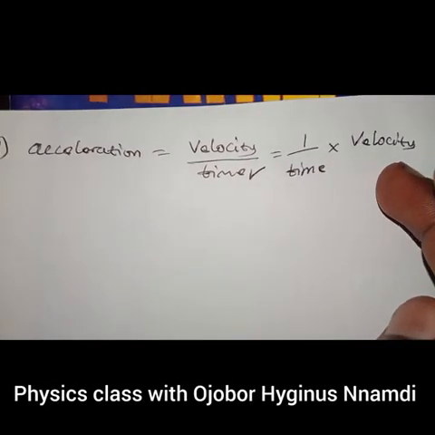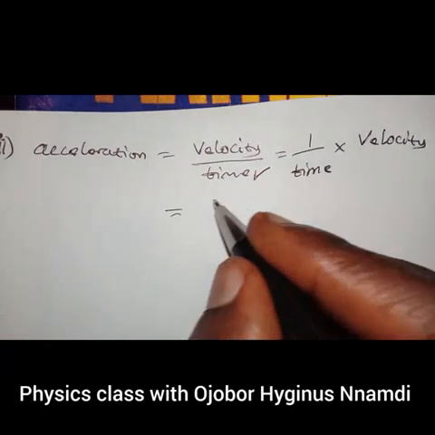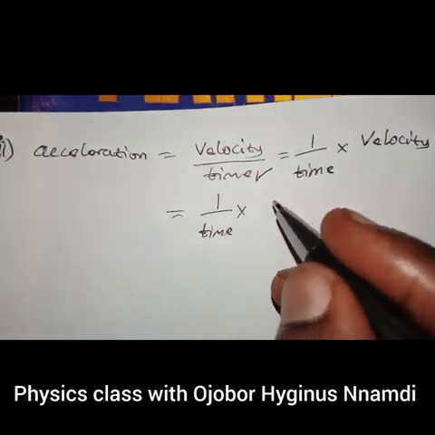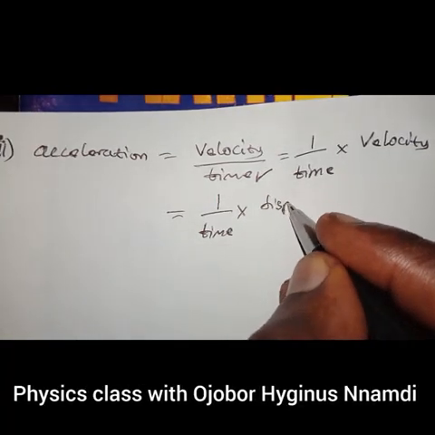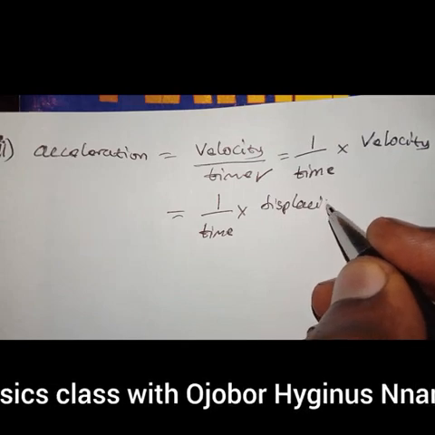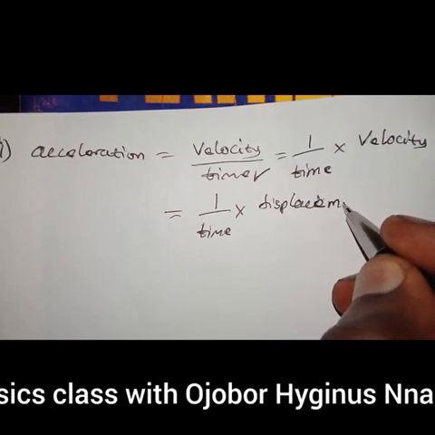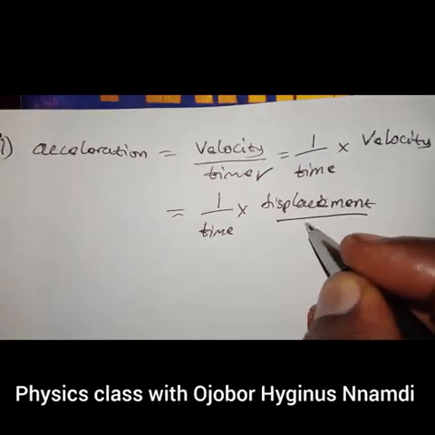I'll be able to break down velocity more. So this is equal to 1 all over time times velocity. The formula for velocity is displacement over time, because velocity is not a fundamental quantity, so we have to break it down again. The formula for velocity is displacement all over time.